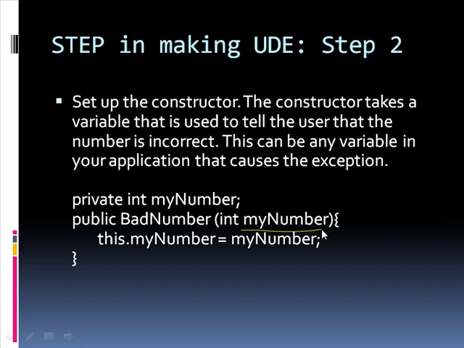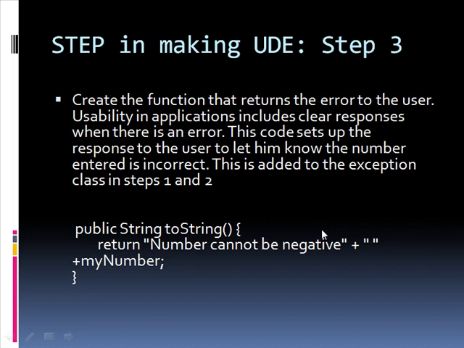As you can see, it does nothing here but assign your myNumber, which is a parameter or an argument from a class that will use this exception, and just store it into a variable. And then step three. Step three is the second method for your BadNumber class. It's toString. What does this mean? Of course, it returns a string that tells you the number cannot be negative, and of course tells you what the number is. And just by that, we see that the exception class is done.